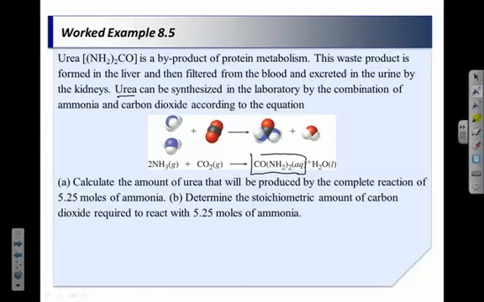So what if I want to calculate how much urea I can produce if I start with a certain amount of ammonia? If that ammonia reacts fully, well, I just ask myself, what's the amount of urea? Or how many moles of urea can I make if I start with 5.25 moles of ammonia?